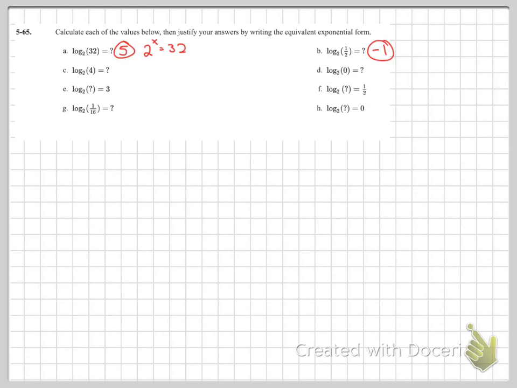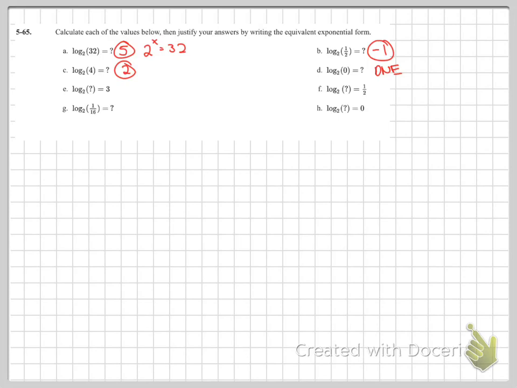C. Log base 2 of 4. 2 to what power makes 4? 2 squared makes 4. D. Log base 2 of 0. 2 to what power makes 0? That's not possible. I can't multiply 2 times itself any number of times to get 0.